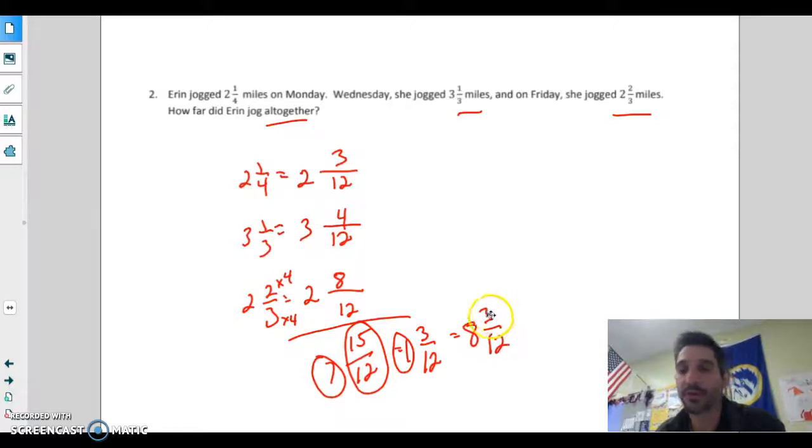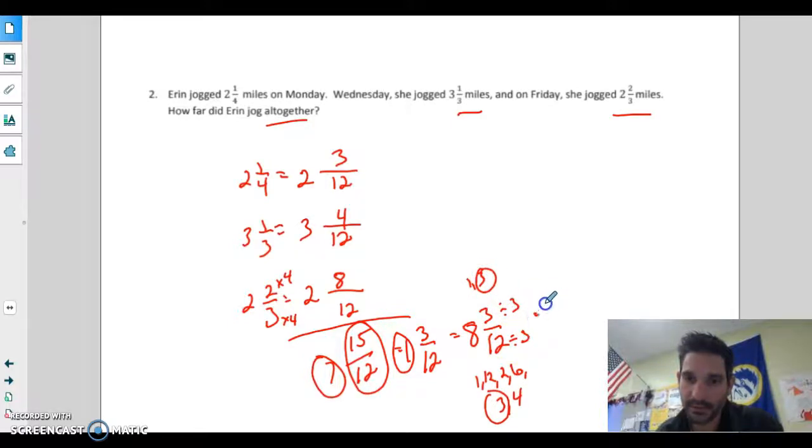But 3/12 can be reduced because the greatest common factor of 3 and 12 is 3. Factors of 3 are 1 and 3. Factors of 12 are 1, 12, 2, 6, 3, and 4. So there's my 3 here, 3 there. Divide by 3, divide by 3, and my answer is 8 and 1/4 miles.